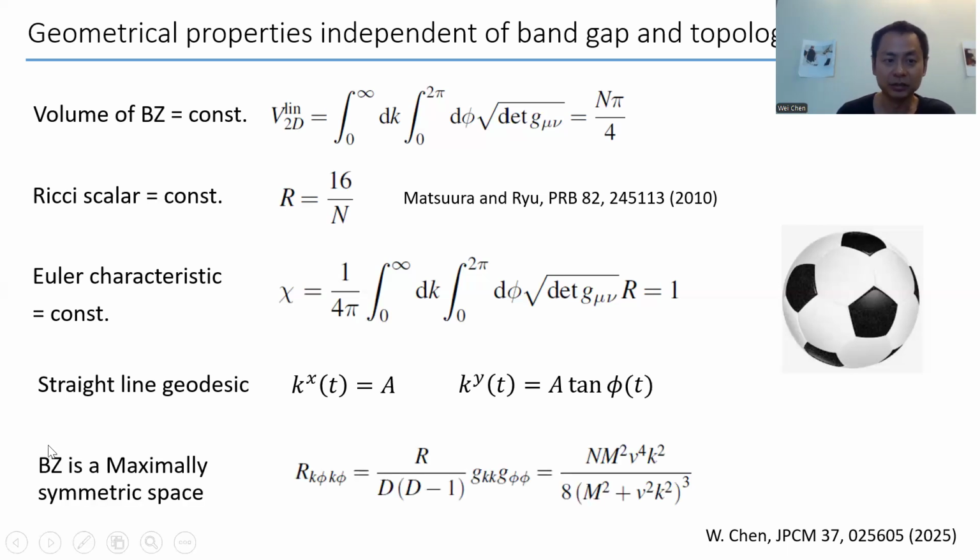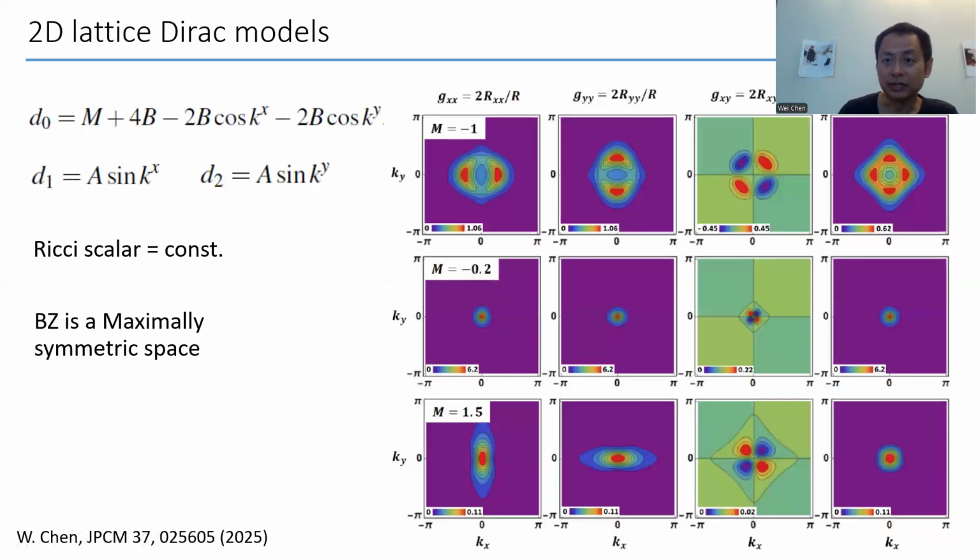And then finally, you can see that the Brillouin zone satisfies what's called a maximally symmetric space, because they look like this. Okay, now this is the linear Dirac model. Now we can go to more realistic models to regularize this on a lattice. For instance, in 2D you regularize this on the square lattice. Then it becomes the usual lattice model of the Chern insulator. Then you can only do this numerically, right?